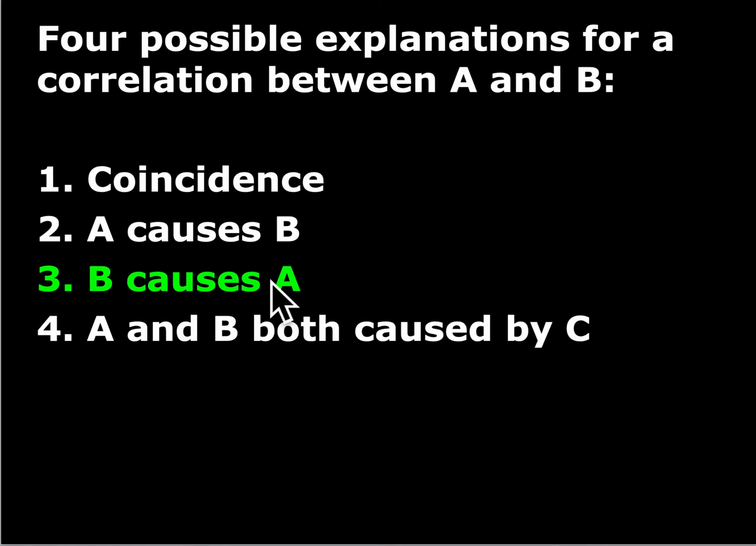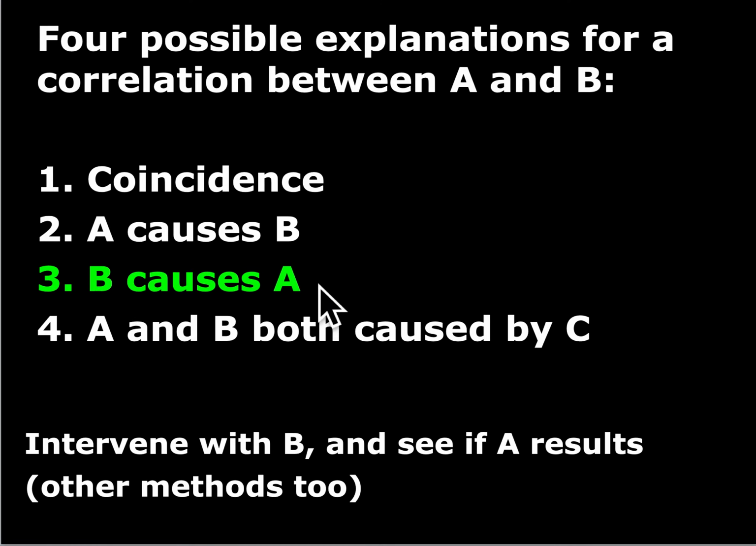I'll get to that later, but for now, how might you rule out B causing A in general? Well, one way, it's not the only way. You could also try to use temporal factors. But one way is you intervene with B. You just implement B and see if A results. Okay. You could do this in the Taco Bell case too, actually.